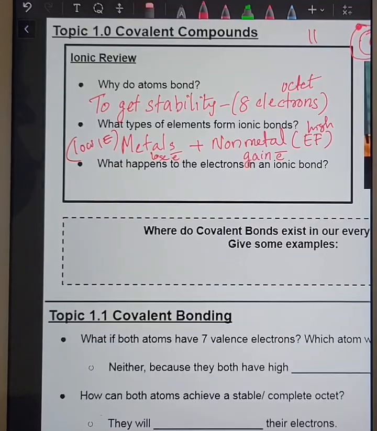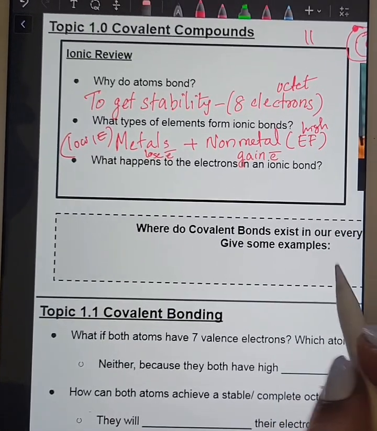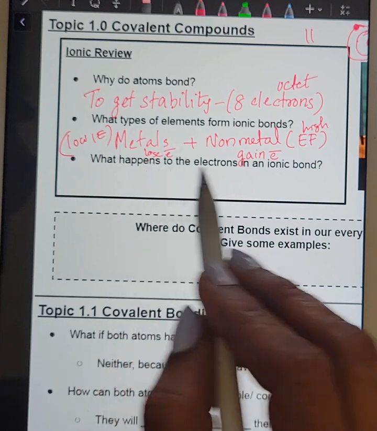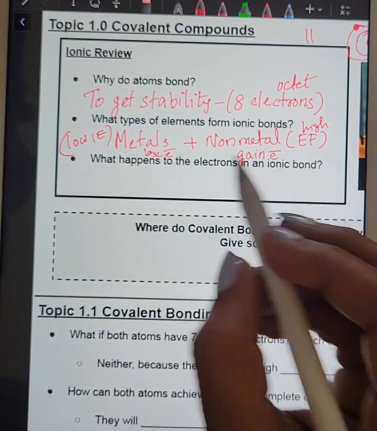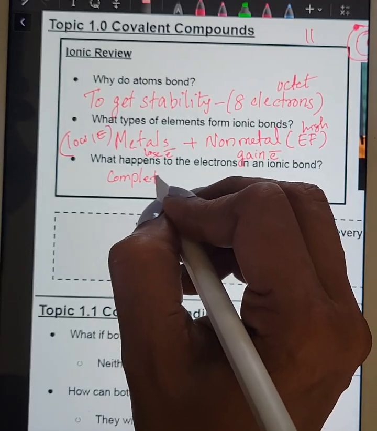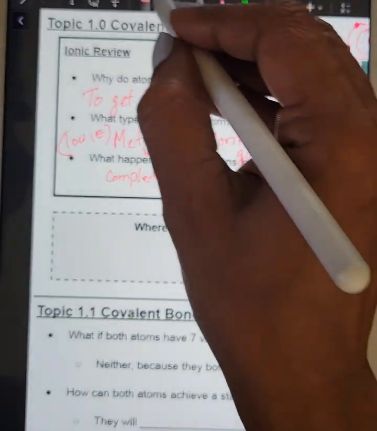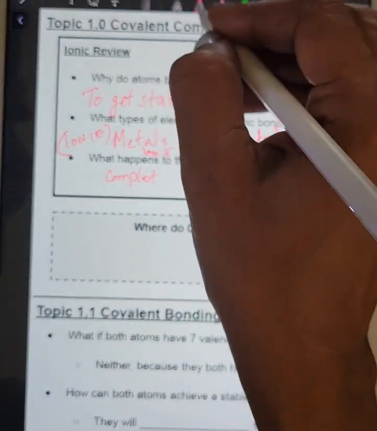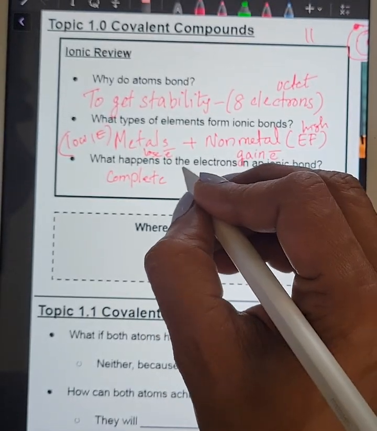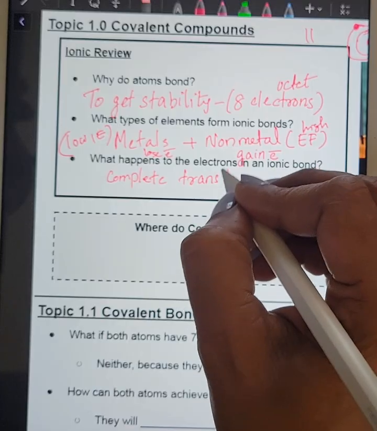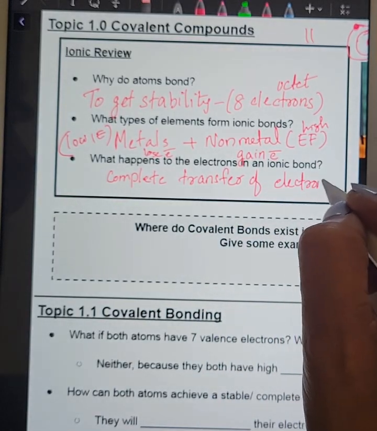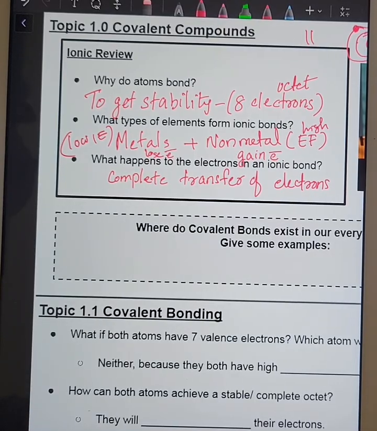What happens to the electrons in an ionic bond? So we already said the metals are losing electrons and non-metals are gaining electrons. So there is a complete transfer of electrons from one atom to the other. That's what is happening in an ionic bond.